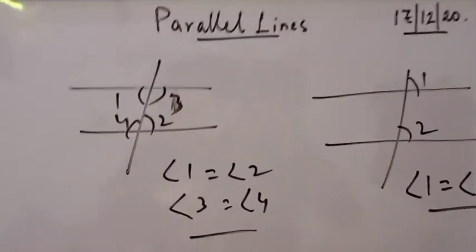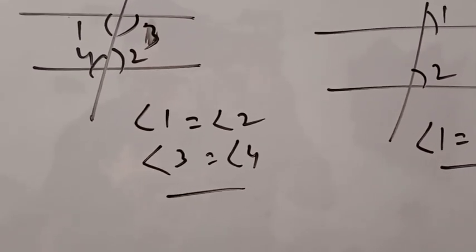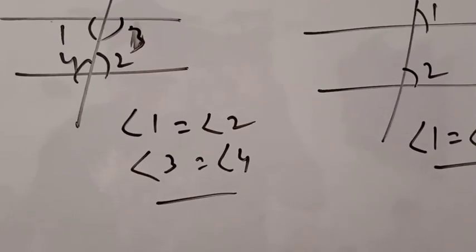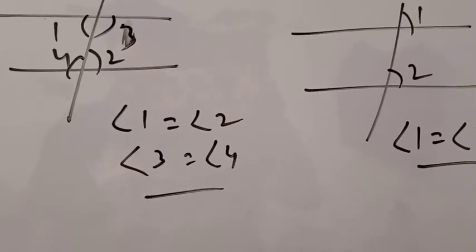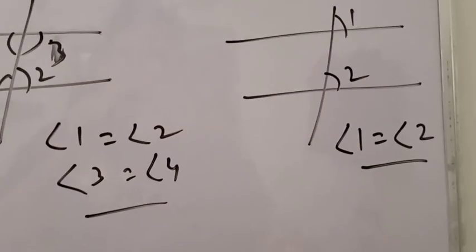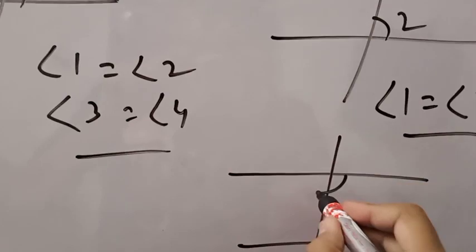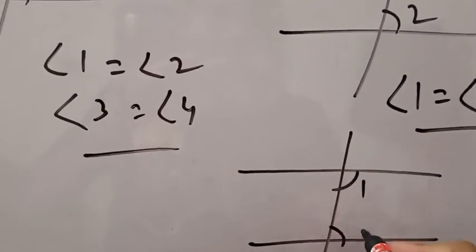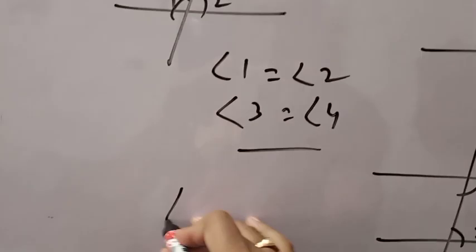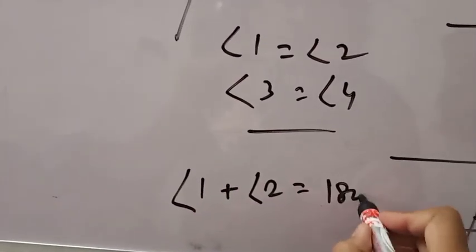Next, if two parallel lines are intersected by a transversal, then the interior angles on the same side of the transversal are supplementary. That means if we draw like that and add this angle 1 plus this angle 2, then we can write 1 plus 2 equals 180 degrees.